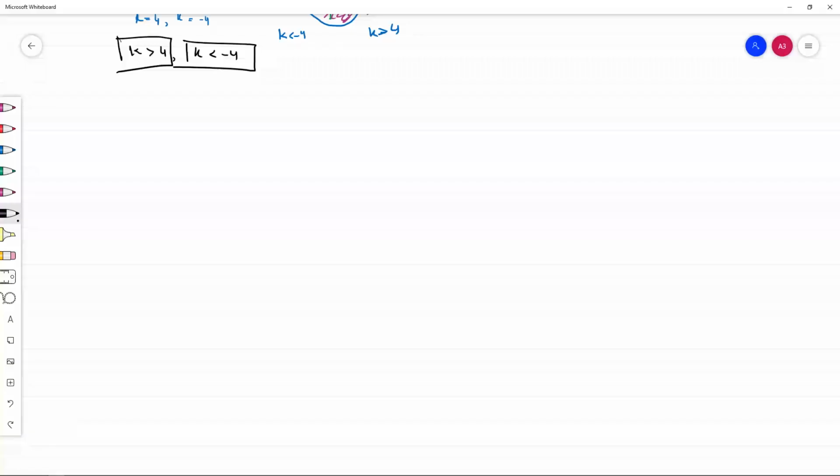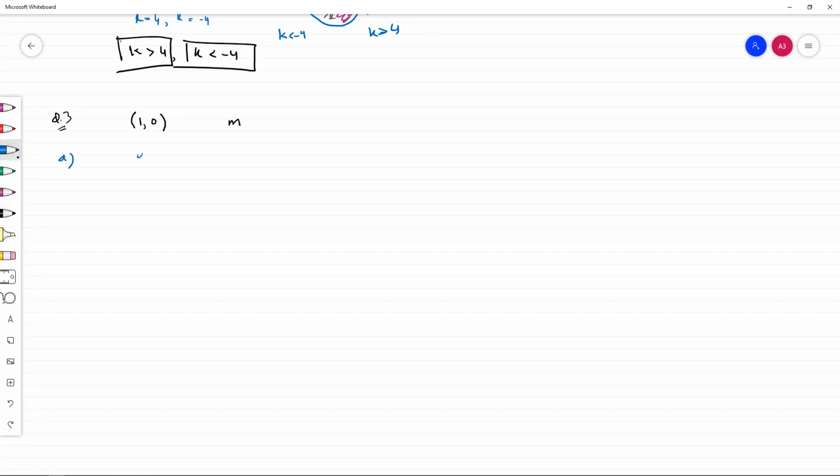Okay, the next question is question number 3 of today's lecture. A straight line passes through the point (1, 0) and has a gradient m. Write down the equation of the line. This is the first part of the question, that we have to write down the equation of the line.